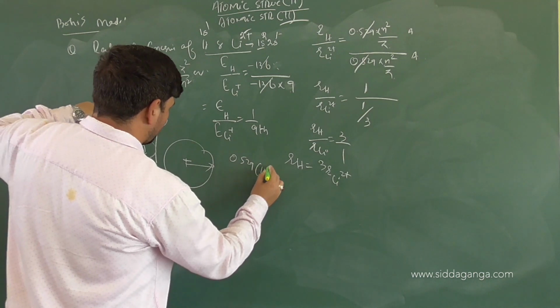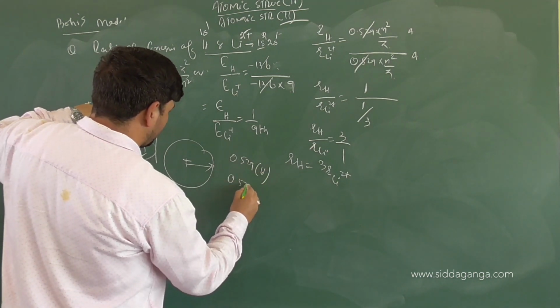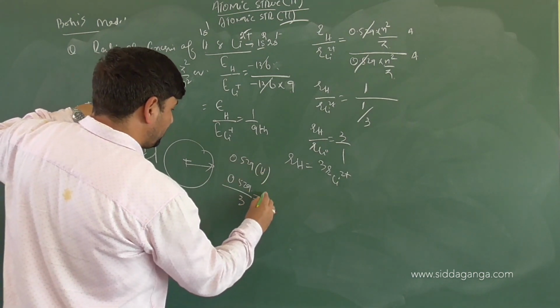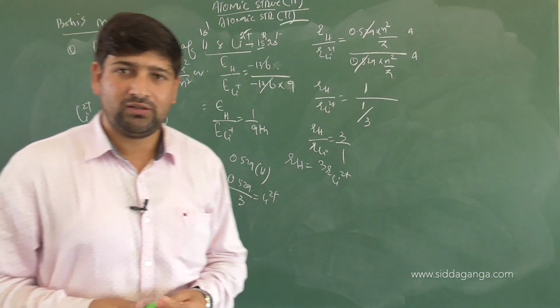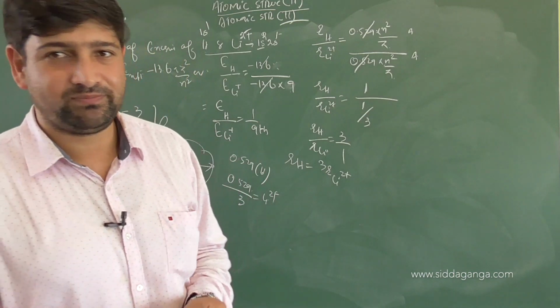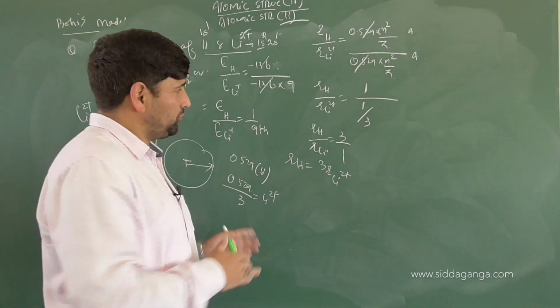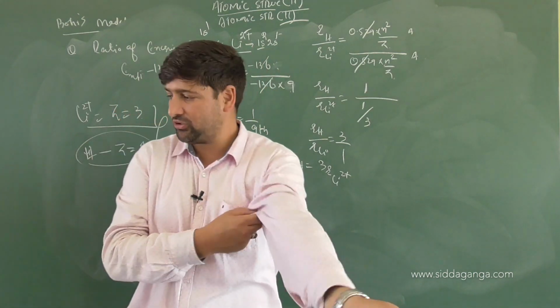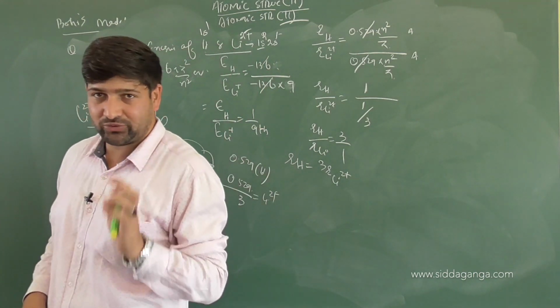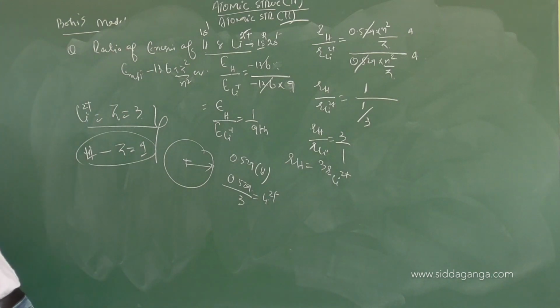So if you want to find that, how much will it be? 0.529 will be for hydrogen, and 0.529 by 3 will be for lithium 2 plus. Are the statements clear to you, children? With respect to radiation energy, we will solve more and more questions, but before that, we will have a discussion on the line spectrum of hydrogen, a very, very important discussion.